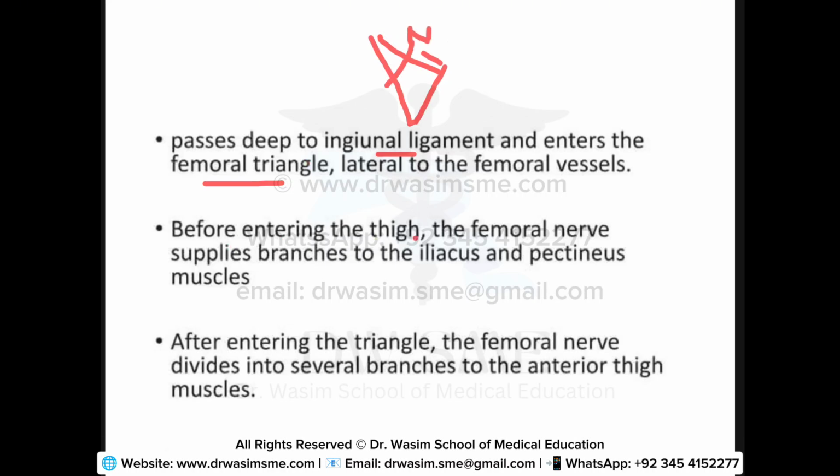Now, before entering the thigh, the femoral nerve supplies branches to iliacus and pectineus. These are the muscles which are forming the floor of the femoral triangle. After entering the triangle, the femoral nerve is going to divide into several branches, which are going to supply the anterior aspect of the thigh and its muscles.